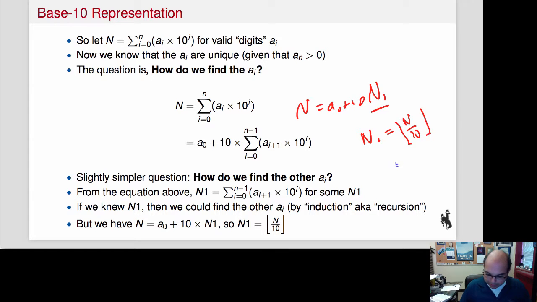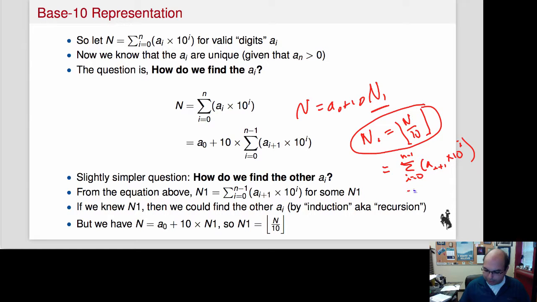Now what's nice about that is that n1 is equal to the sum from i equals 0 to n minus 1 of a sub i plus 1 times 10 to the i. So I can figure out what n1 is from this formula, and now I have the problem of turning it into digits. But notice that I now have a smaller number. I started with n plus 1 digits, and now I only have n digits.